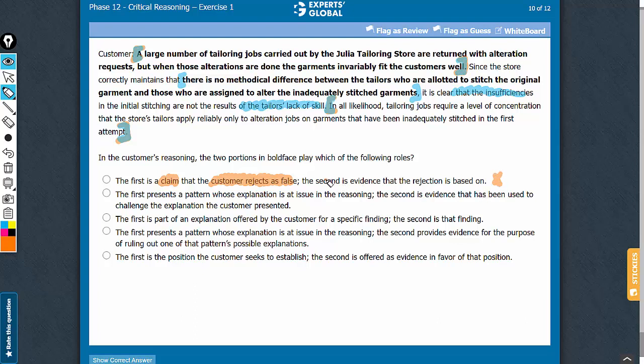Even the second part is incorrect here. Second is not an evidence that the rejection is based on. There is no rejection in the first place. So answer choice A is a very poor answer choice.